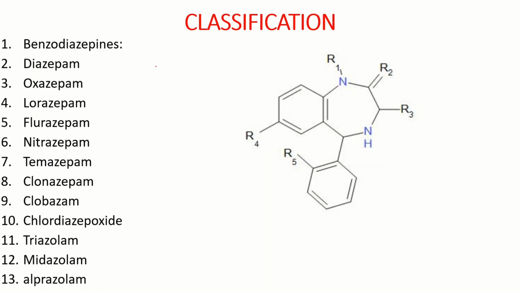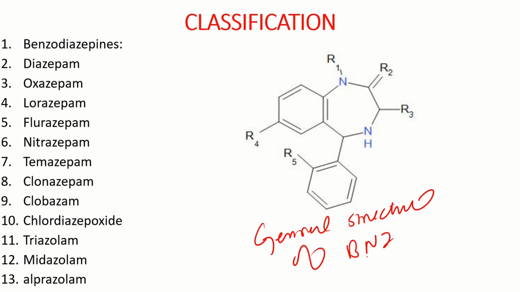The benzodiazepines include diazepam, oxazepam, lorazepam, flurazepam, nitrazepam, temazepam, clonazepam, clobazam, chlordiazepoxide, triazolam, midazolam, and alprazolam. This is the general structure for the benzodiazepines. By changing the atoms at positions 1, 2, 3, 4 and 5, the drug molecule changes and a new benzodiazepine drug molecule is formed.